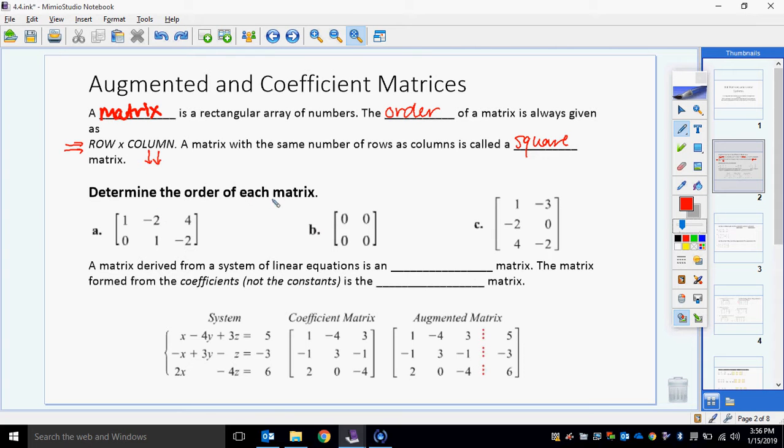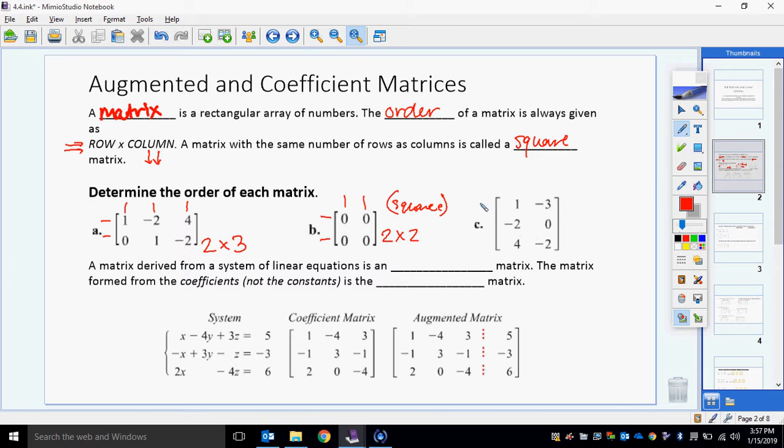Determine the order of each matrix. The order is the row by the column. This has 2 rows and 3 columns, so this is a 2 by 3 matrix. It's not 6, it's not being multiplied, it's just saying 2 by 3. This is a 2 by 2 because there are 2 rows and 2 columns, so we would call that a square. Just for reference, that's a square matrix.